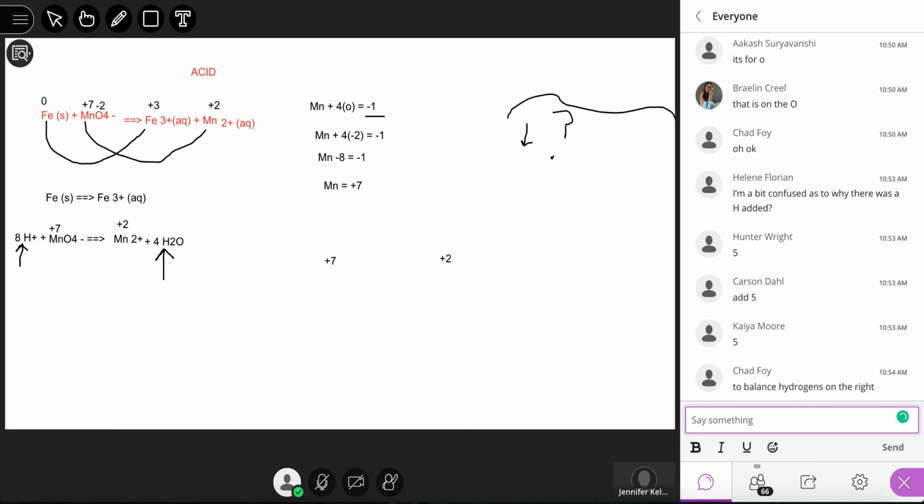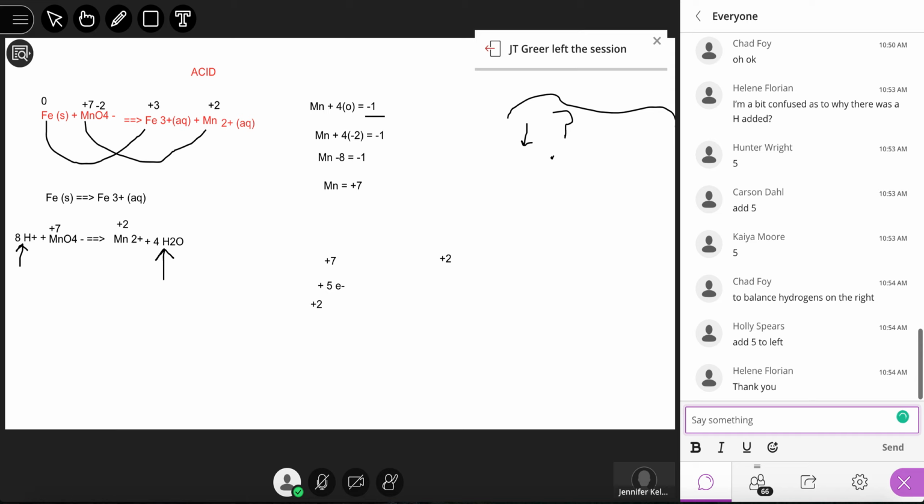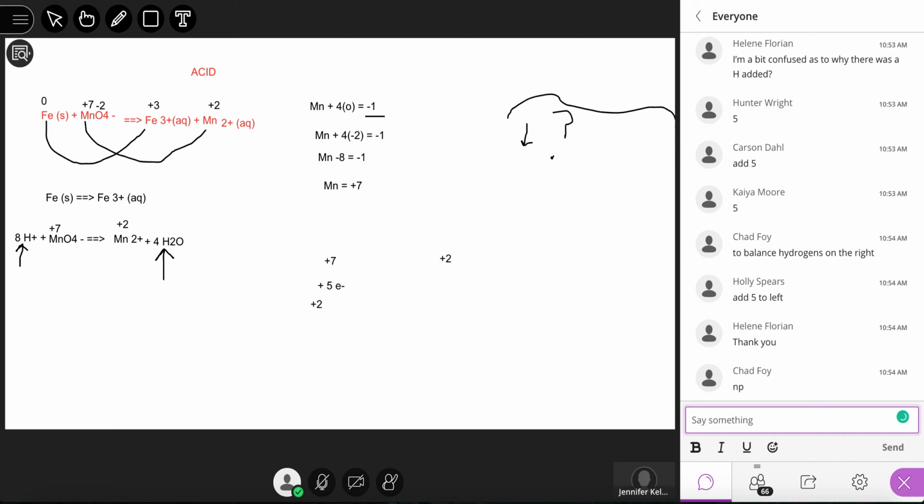So we're going to add 5 electrons to this side. And that would cause this to end up being just a +2 charge. Right? So then we have, kind of running out of room. I'm going to put the electrons here.